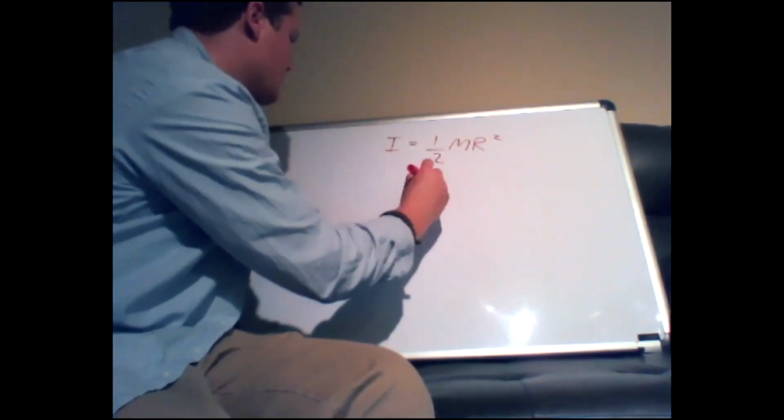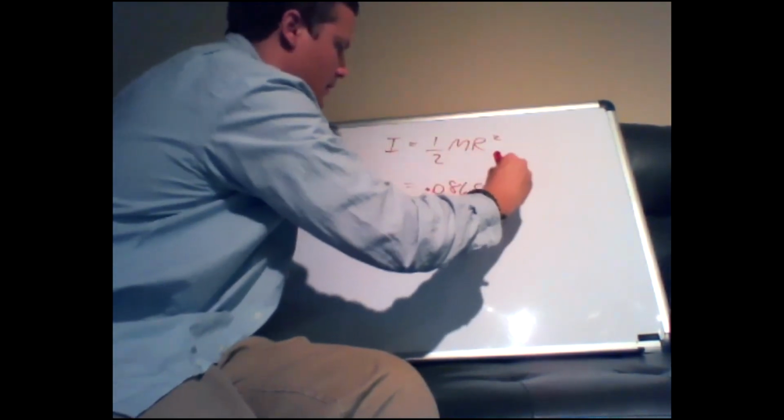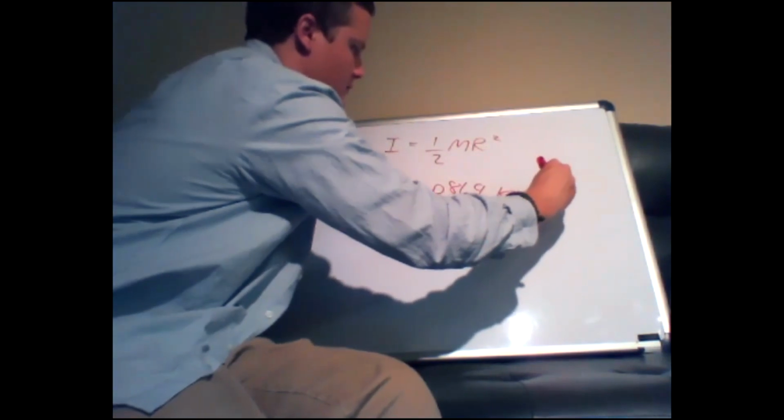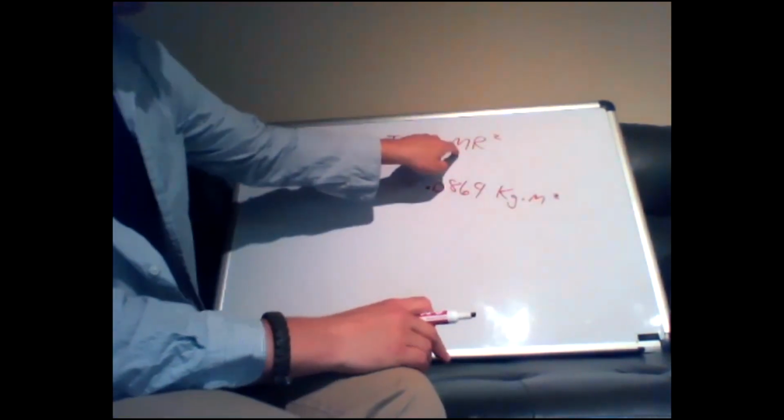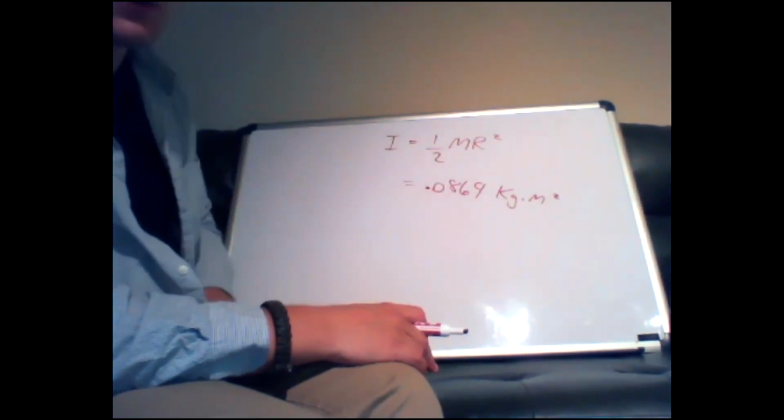I have to remember what this one is off the top of my head. It's 0.0864 kilograms times meters squared. There's no special unit for it. It's just the unit for mass times the unit of length, so that's kilograms times meters squared.